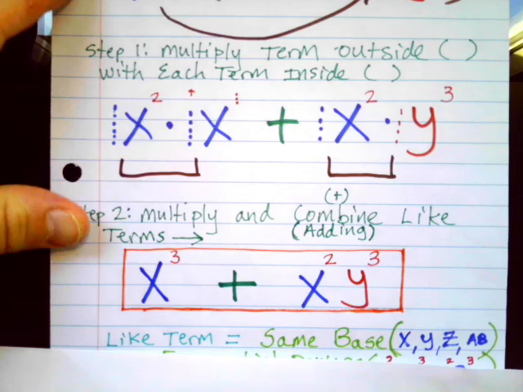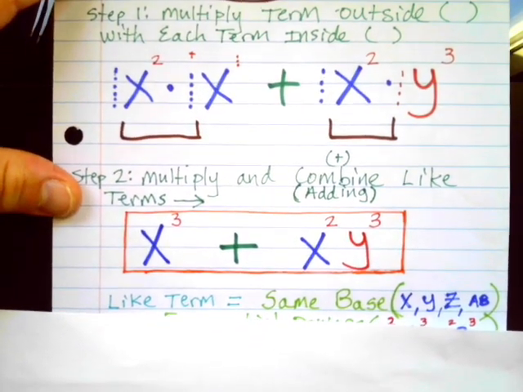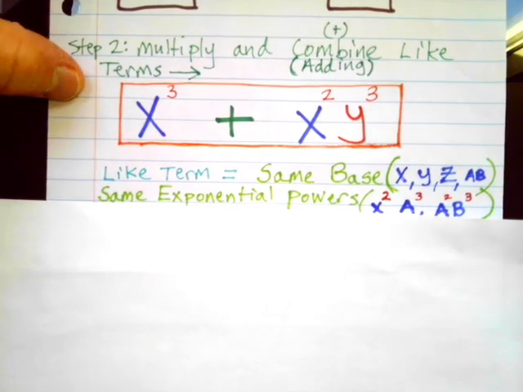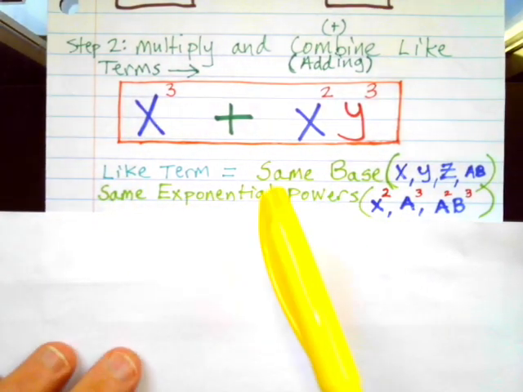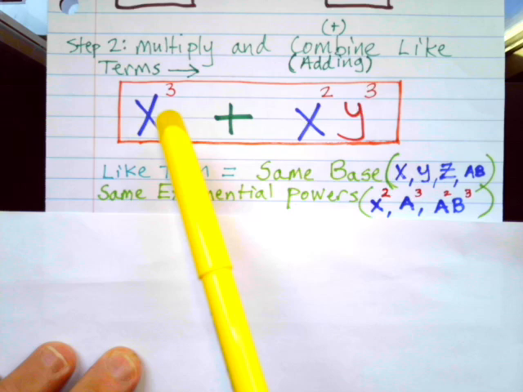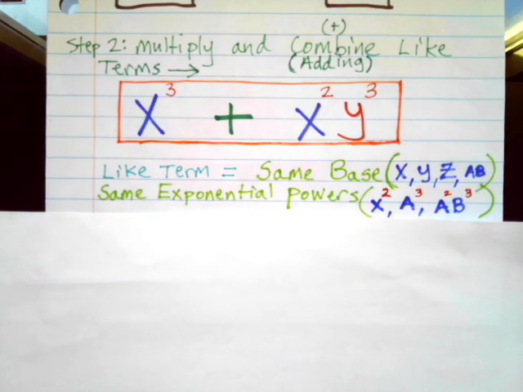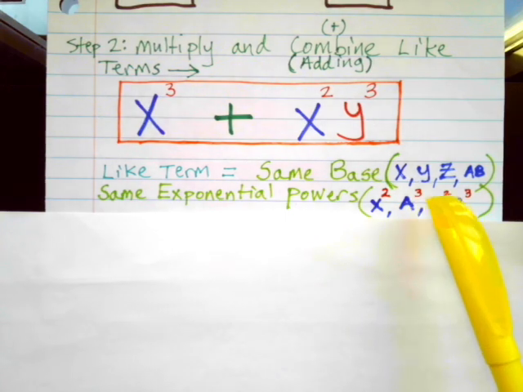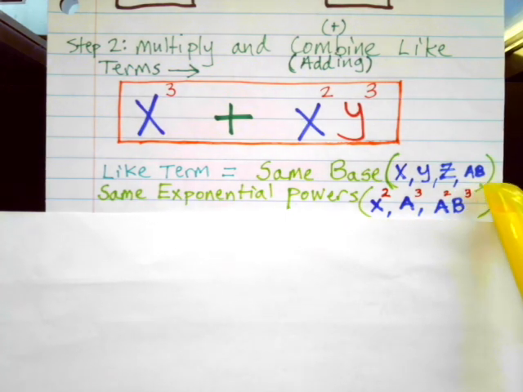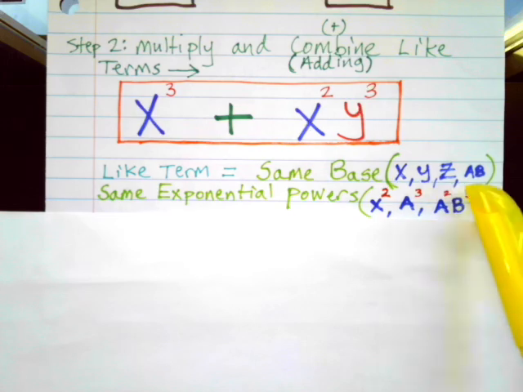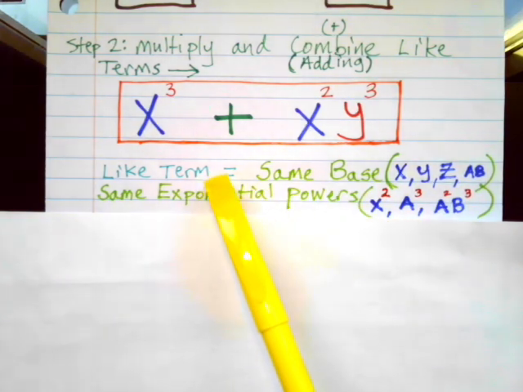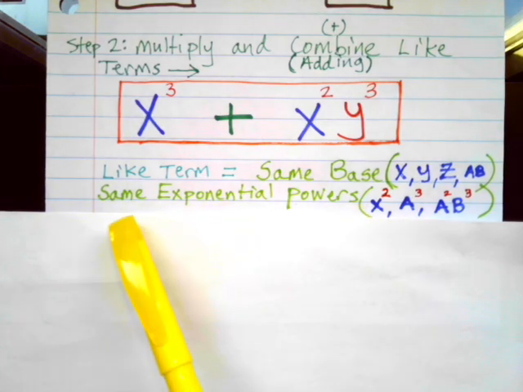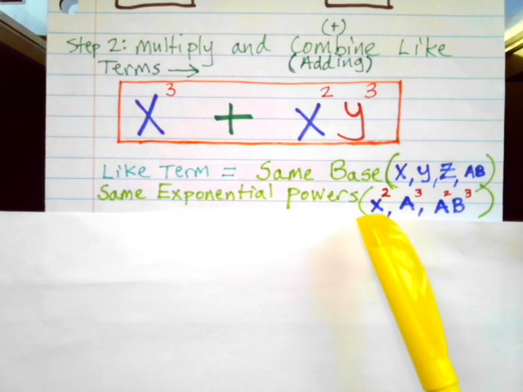So let's review. And if I'm going too fast, go ahead, pause, stop, rewind. Let's review what makes like terms, right? Because you can only add and subtract like terms. Like terms have the same base, x, y, z, a, b, right? They have the same variable. You can only add or subtract like terms. So like terms have the same variable. They also have the same exponential power.